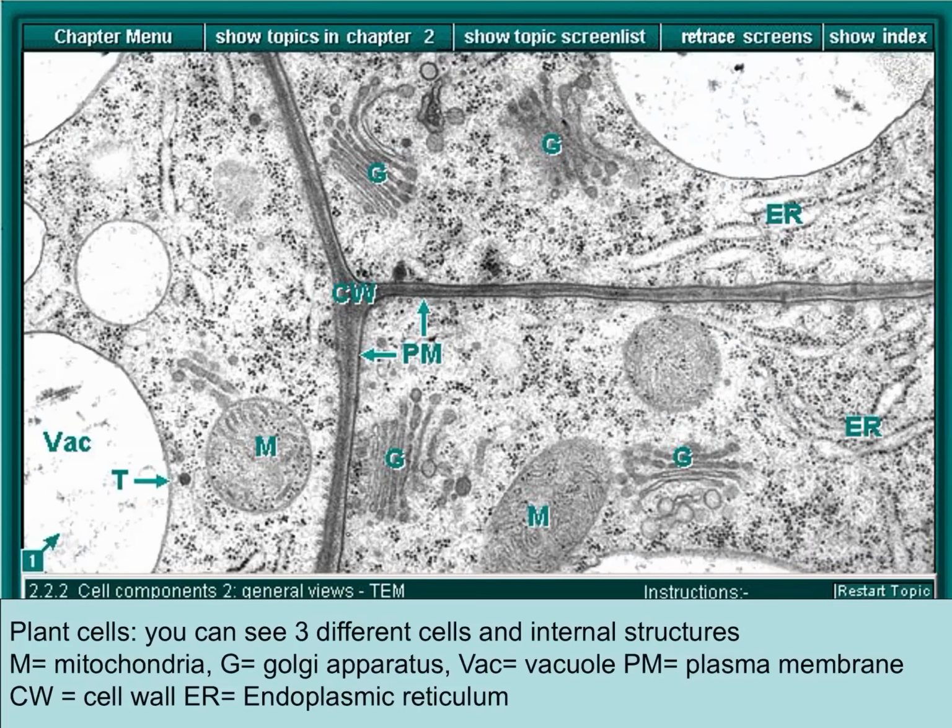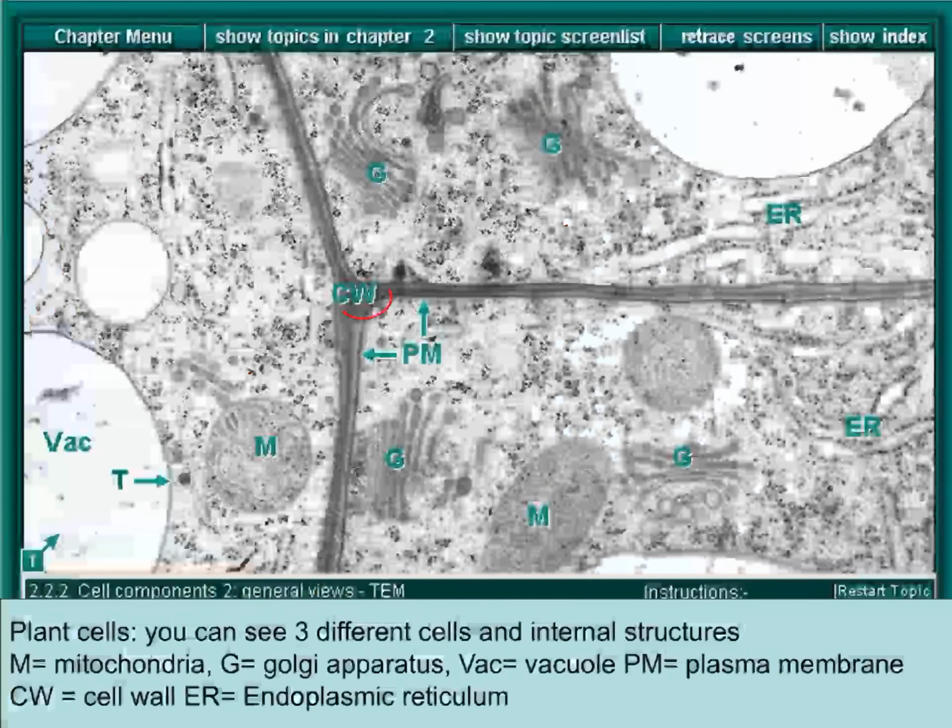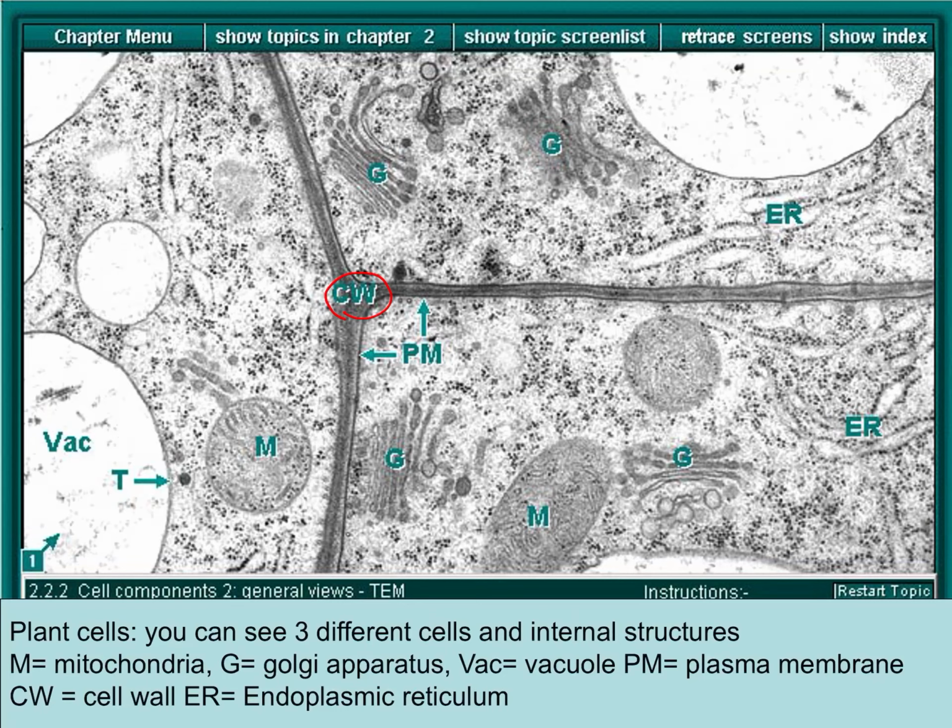This is just another quick image of three cells side by side. We have this labeled CW as a cell wall, so these are plant cells. M stands for mitochondria, G stands for Golgi, ER stands for endoplasmic reticulum, and VAC is for vacuole. So hopefully this is all sounding very familiar to you. This is just an image to appreciate the structures within a cell.